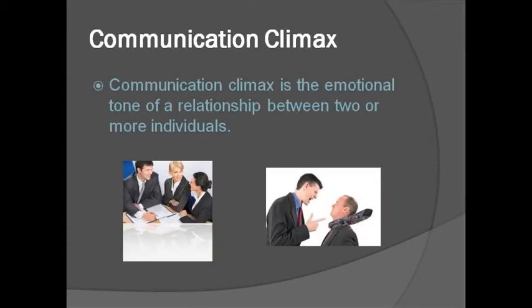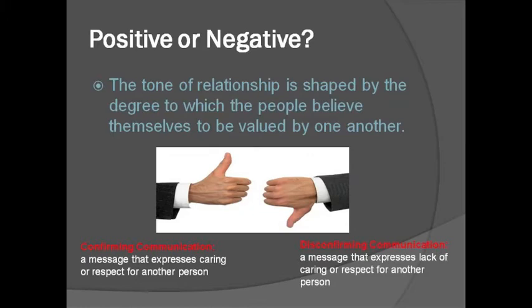Communication climate. Communication climate is the emotional tone of a relationship between two or more individuals, positive or negative. The tone of relationships is shaped by the degree to which the people believe themselves to be valued by one another. Confirming communication is a message that expresses caring or respect for another person, whereas disconfirming communication is a message that expresses lack of caring or respect for one another.